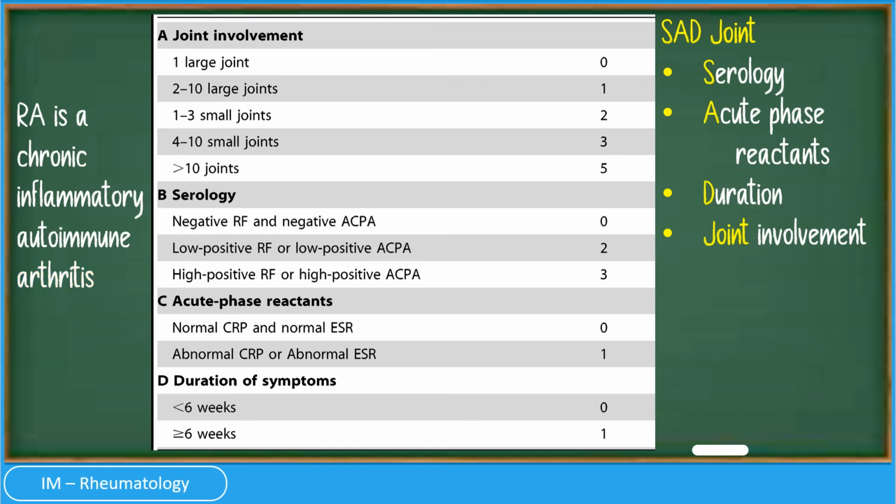To summarize, RA is a chronic inflammatory autoimmune arthritis. The mnemonic that I use is SAD joints. S for serology, A for acute phase reactants, D for duration, and joint for joint involvement.